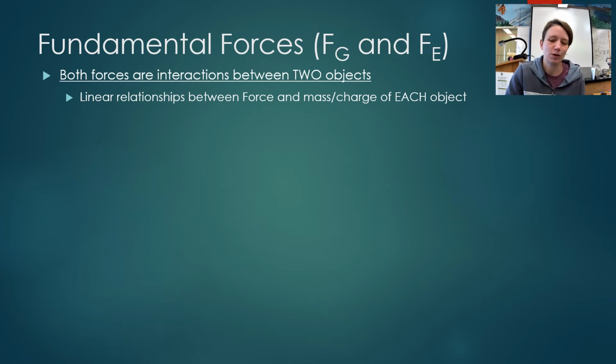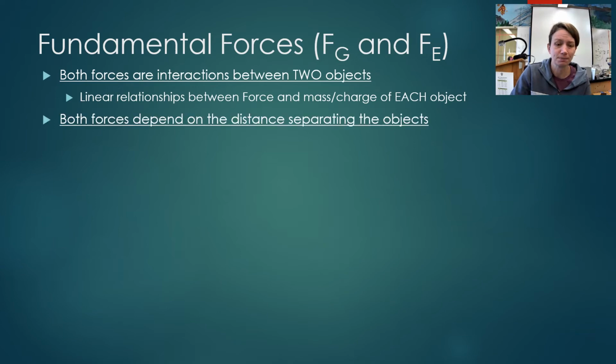But in any case, what we do know is that both forces, the electric force and the gravitational force, require two objects, and that there is a linear relationship between the amount of each force and the mass and charge of each object. So if you double the mass of one object, the force doubles. If you double the mass of both objects, then the force quadruples because there's two masses in there. And same is going to be true with charge.